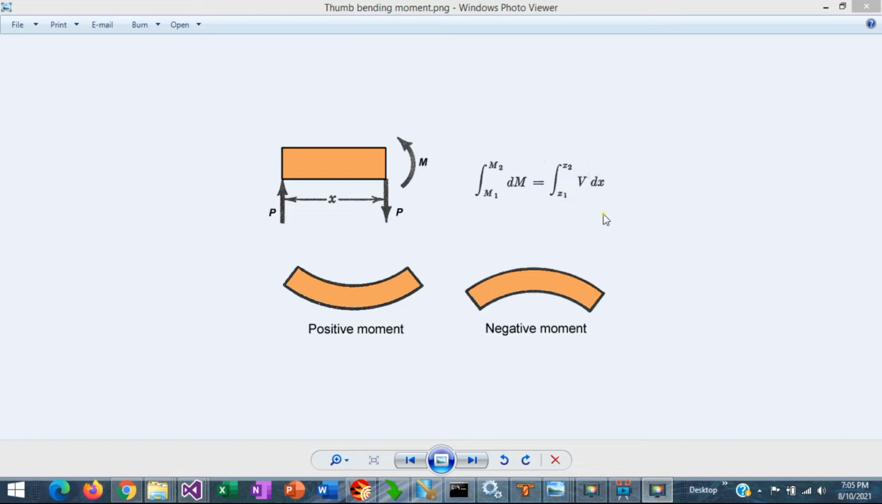Loads, shears, and bending moments are closely related by this well-known equation. Basically, this equation indicates that the difference in moment between M2 and M1 is equal to the area of the shear diagram between the points x1 and x2. If we remove the integrals, then dM over dx equals V. dM over dx is the derivative of the moment, and this expression indicates that the shear value at any point represents the slope of the bending moment diagram at that point.